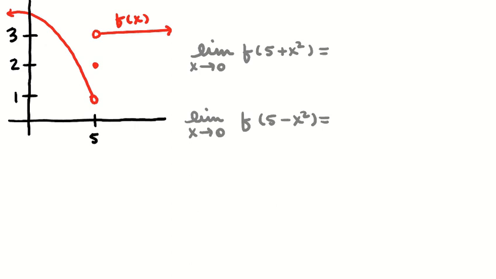So you look at this and you're saying the limit as x approaches 0 of f of 5 plus x squared. It's like, okay, that's kind of like the limit as x approaches 5 of f of x, which clearly doesn't exist, right? The one-sided limits are not agreeing.